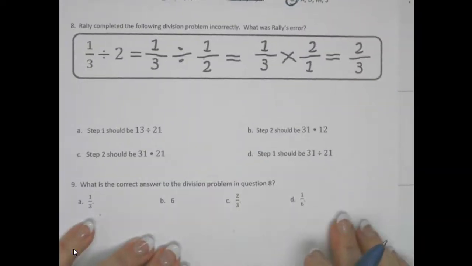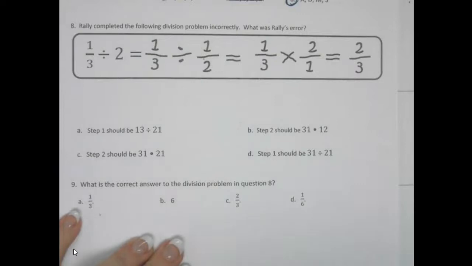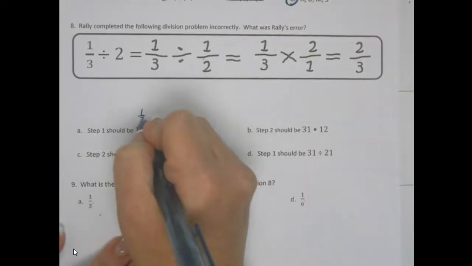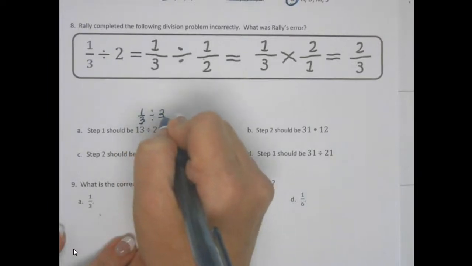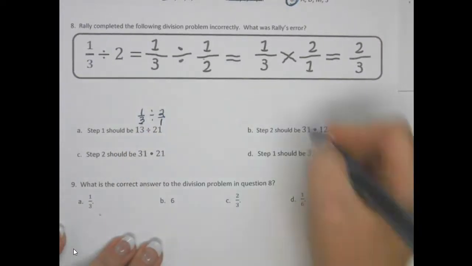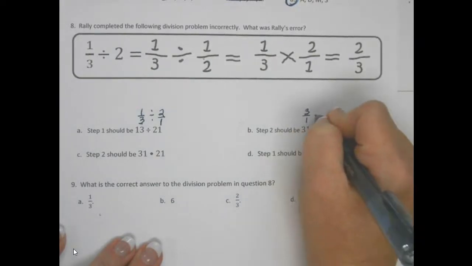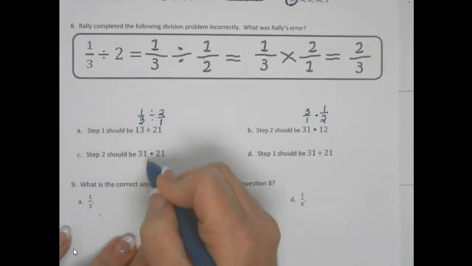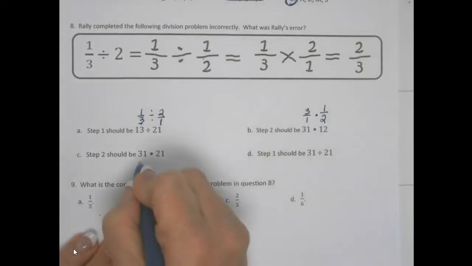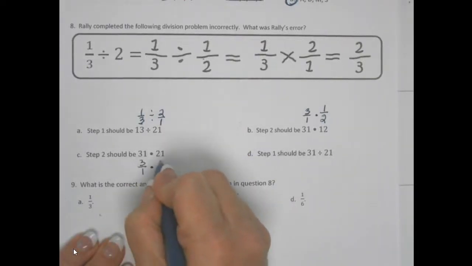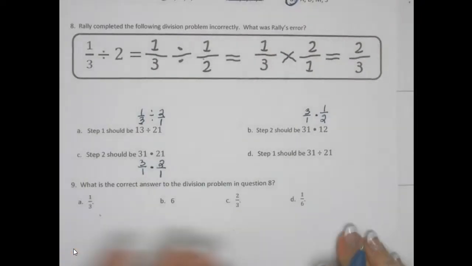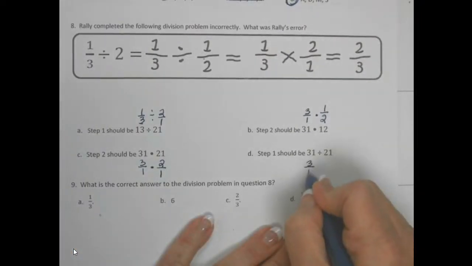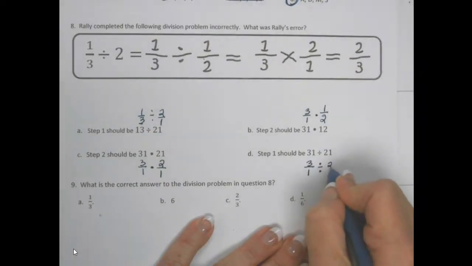Okay, before we start number 8, I need you to go in and fix some things on the answer choices. It did not put the line between the numbers. So this should be 1 over 3 divided by 2 over 1. This one should be 3 over 1 times 1 over 2. Do you see all it did not do? It did not put the lines in between them. Yes. 3 over 1 times 2 over 1. 3 over 1 divided by 2 over 1.